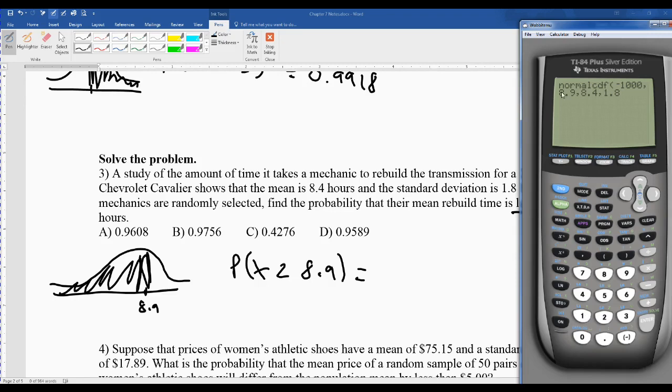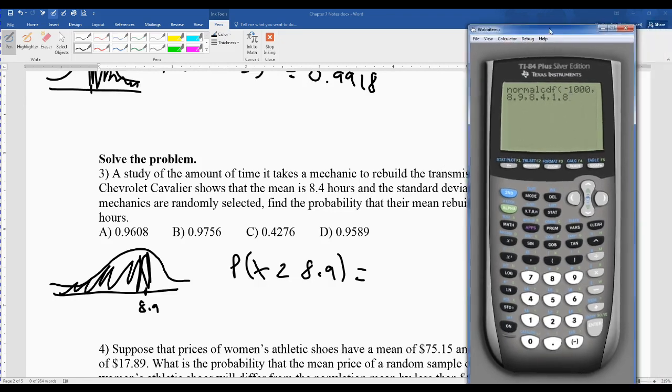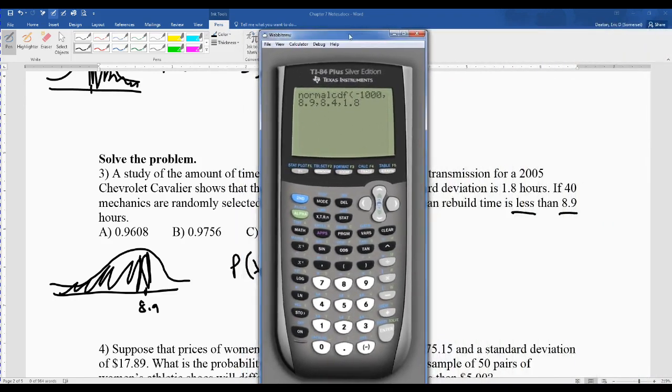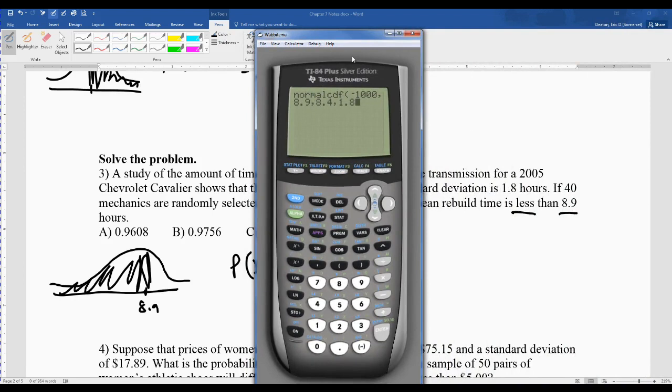Is it a single X? So that's not a single mechanic, it's 40 mechanics. So I divide that by the square root of 40. Close, close. 0.9605.